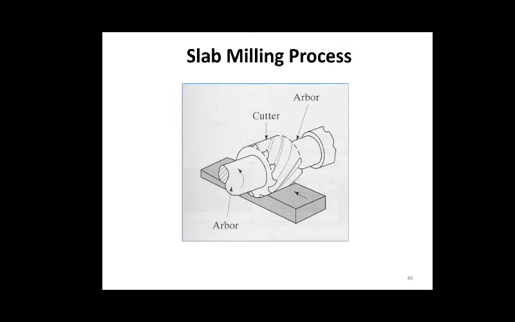So next, that is the slab milling process. Slab milling, also called peripheral milling, is a process where the axis of the cutting tool is parallel to the workpiece surface to be machined. It is used to create flat surfaces or slots, and the cutter may have either straight or helical teeth.